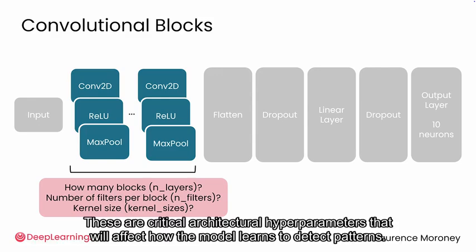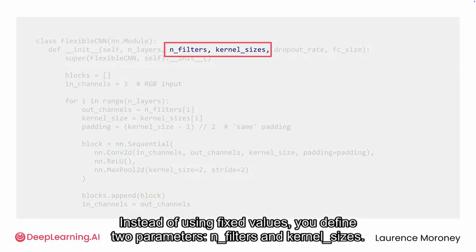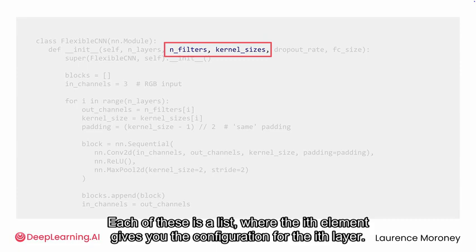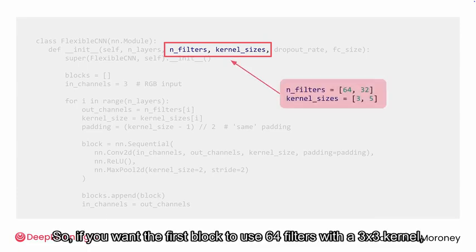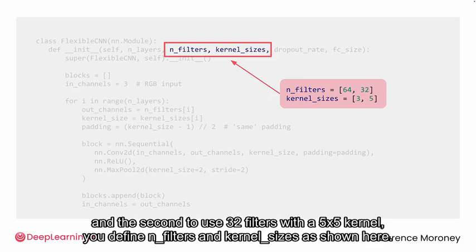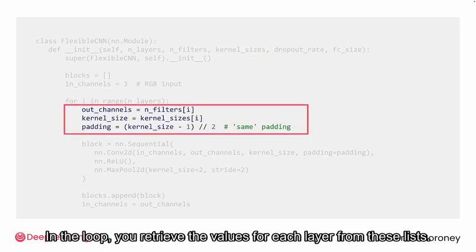These are critical architectural hyperparameters that will affect how the model learns to detect patterns. Instead of using fixed values, you define 2 parameters: n_filters and kernel_sizes. Each of these is a list, where the ith element gives you the configuration for the ith layer. So, if you want the first block to use 64 filters with a 3x3 kernel, and the second to use 32 filters with a 5x5 kernel, you define n_filters and kernel_sizes as shown here. In the loop, you retrieve the values for each layer from these lists.